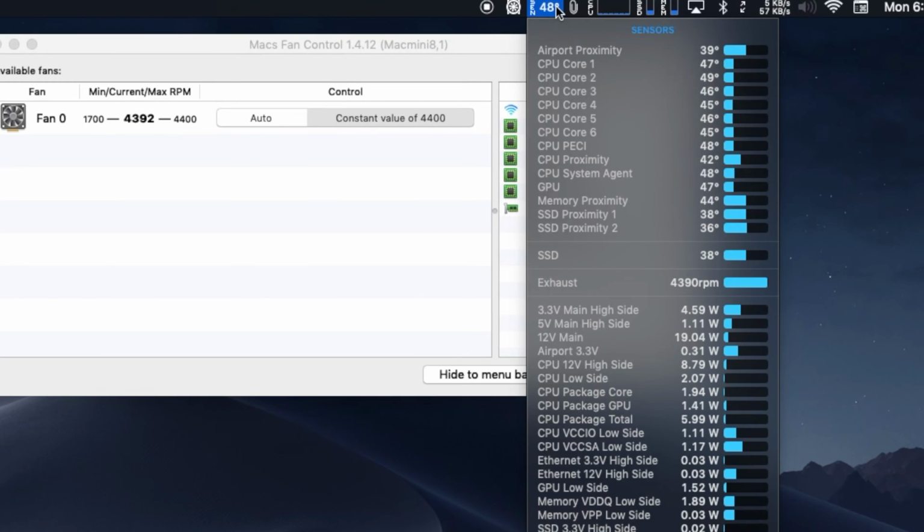I manually boosted the fan speed to 4,400 revolutions per minute, and you will see the CPU temperature dropping from 54 degrees Celsius to 41 degrees Celsius.